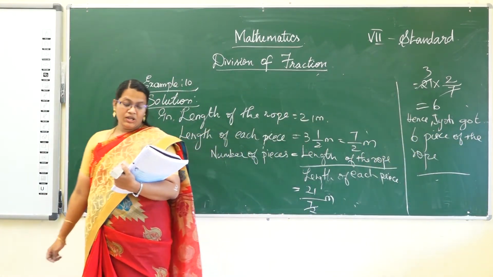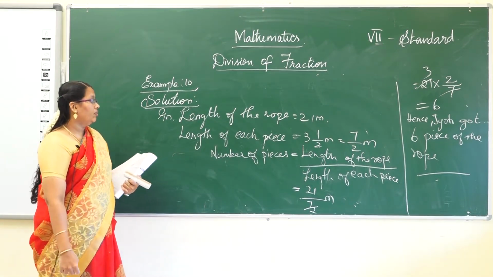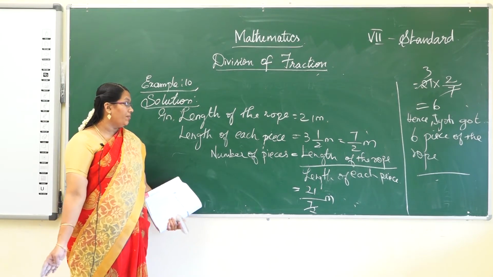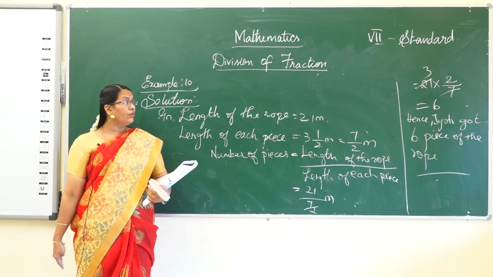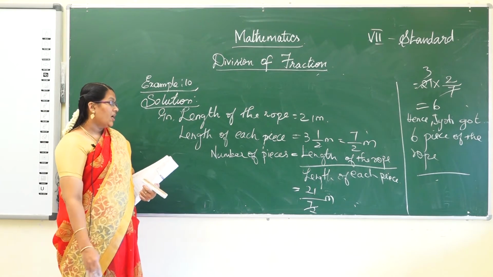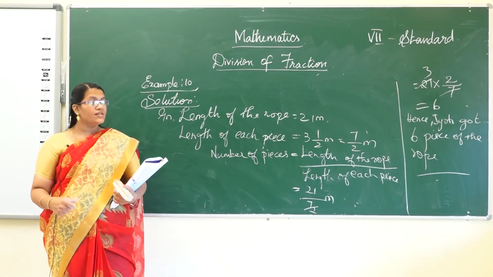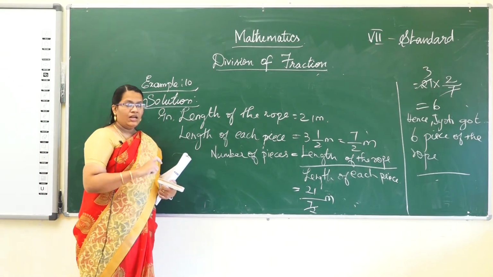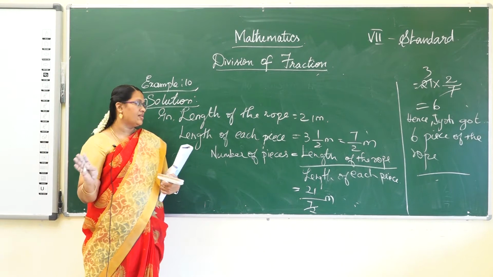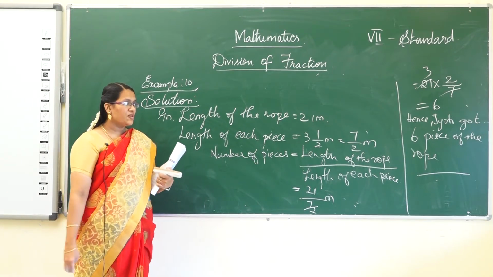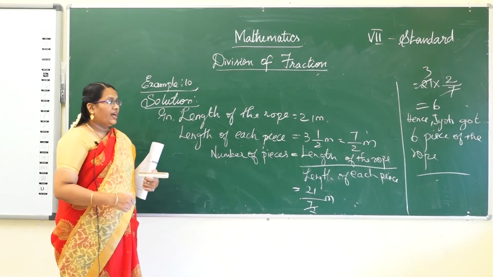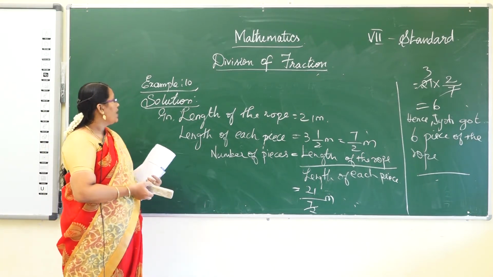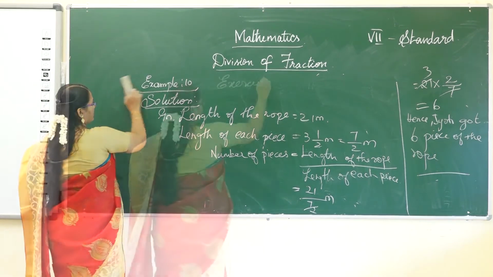Okay, I hope you all understand the problem. The total length of the rope is 21 meters and each piece is 7/2 meters, and we need the number of pieces. So we just divide the length of the rope by the length of each piece, and we get the answer: 6 pieces of rope from the 21 meter length. Now see the exercise problems.